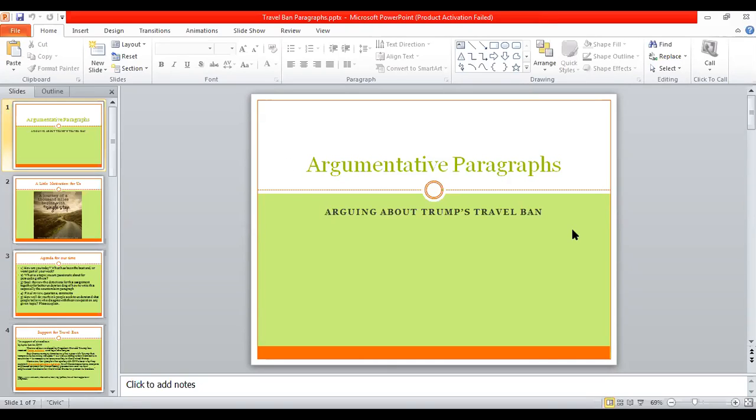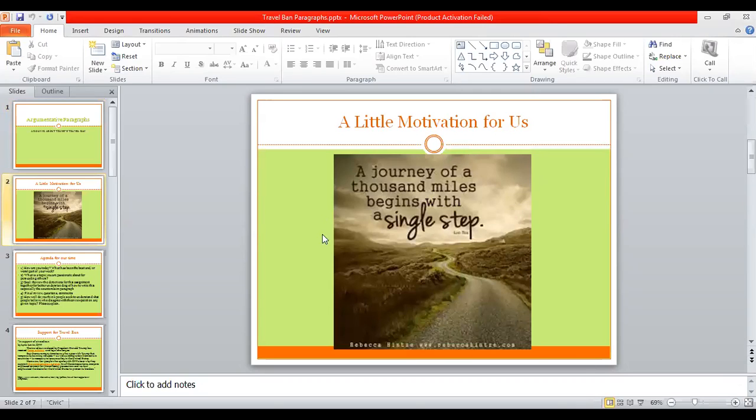Okay, so now for this assignment, see if this is going to move for me. Okay, a little motivation for us. A journey of 1,000 miles begins with a single step. I always try to remind myself of that when I feel kind of overwhelmed with the amount of work in front of me. So just something that helps me.